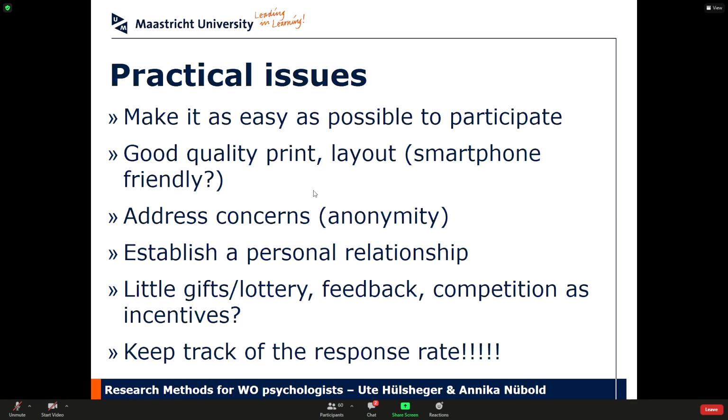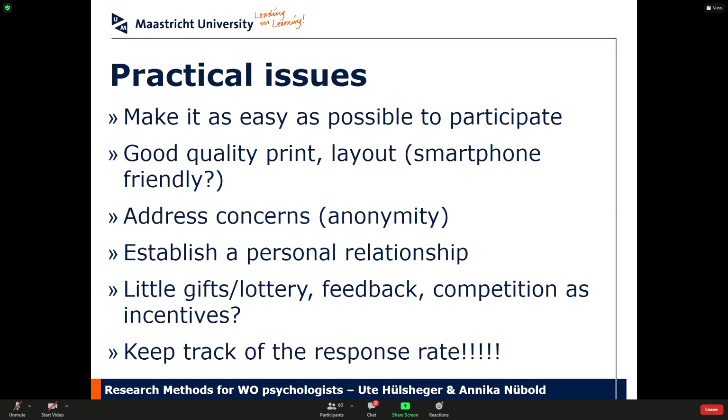Now, some practical issues, if you want to collect data. They seem obvious, but I have seen in the past that it doesn't always seem to be obvious to everybody. So make it as easy for people as possible to participate. Of course, if you do online questionnaires, you will send out emails, you will post it on social media platforms, but you could also hang up advertisements, and maybe you could use a QR code for people to make it easy to find your website where they can log in, or the link on which they can log in.